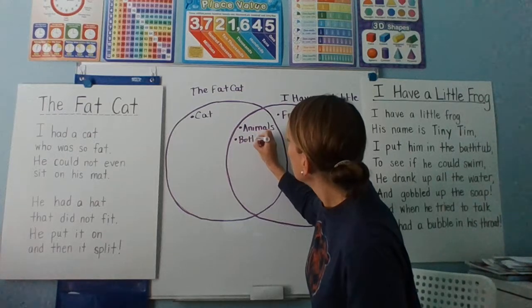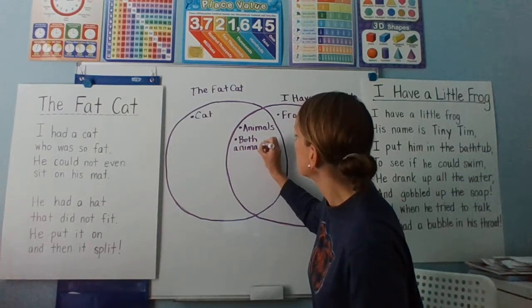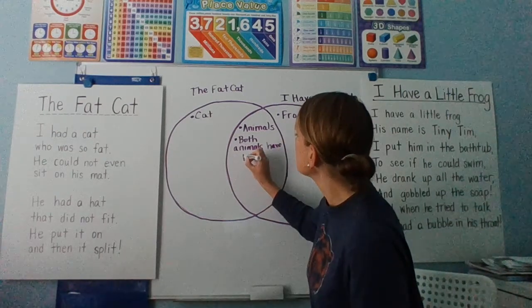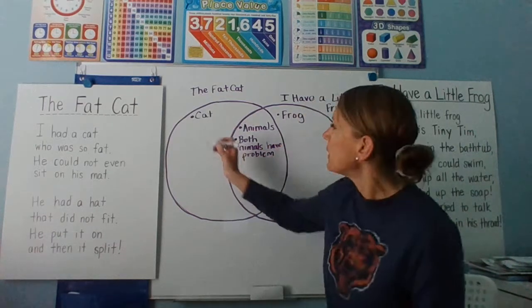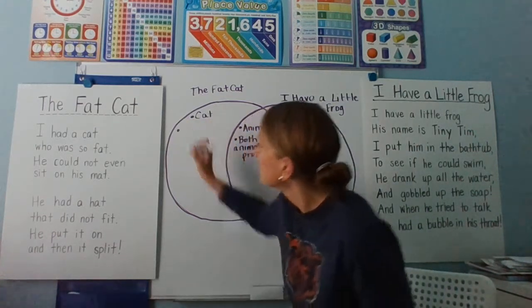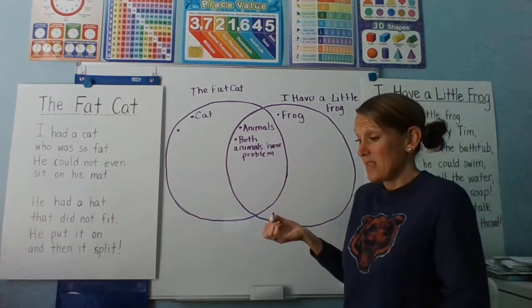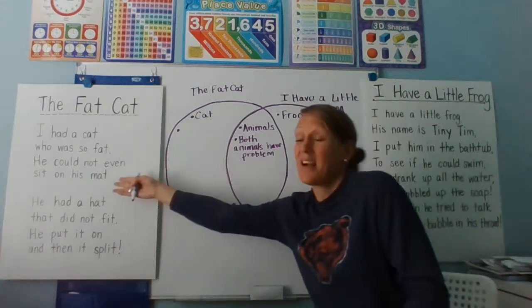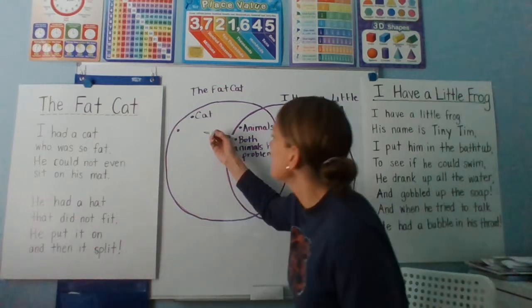Both animals, and then we'll talk about animals. I have one for the middle: they have problems. So what's the cat's problem? That his hat split. Okay, or that he's fat. He's fat, and that's a problem because he can't fit on his mat, and he also split his hat, right? Yeah.